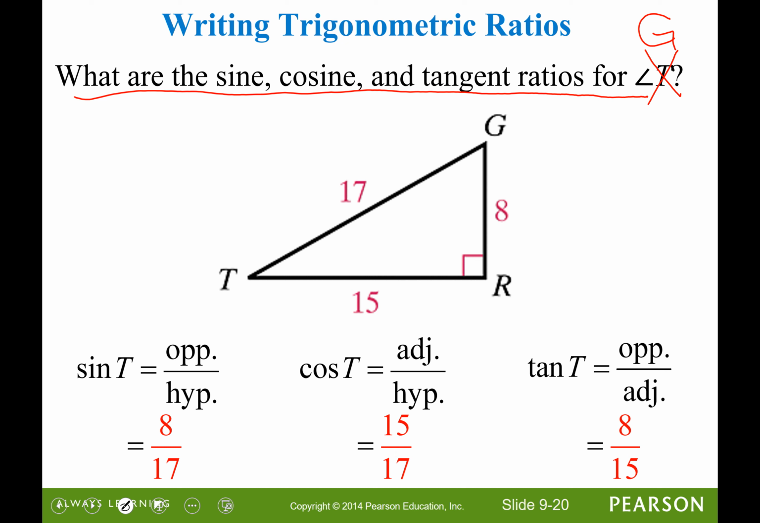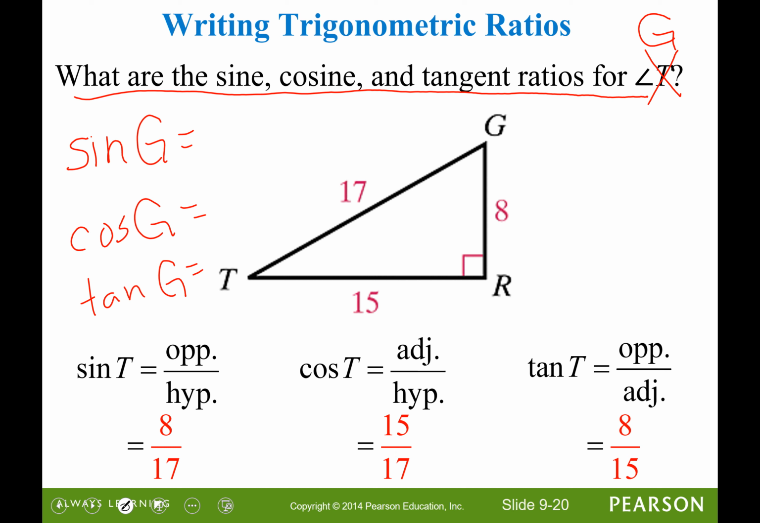Okay, so I'm going to get you set up now. Sine of angle G equals, and I want you to try and write the ratio. Cosine of angle G equals, and then please try to write the fraction. Tangent of angle G equals, and then write the fraction.